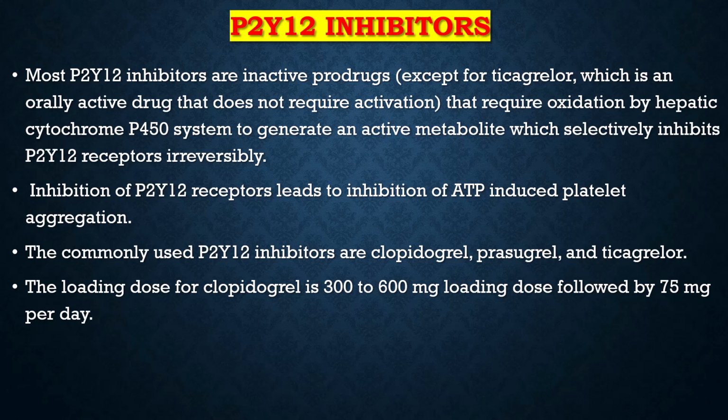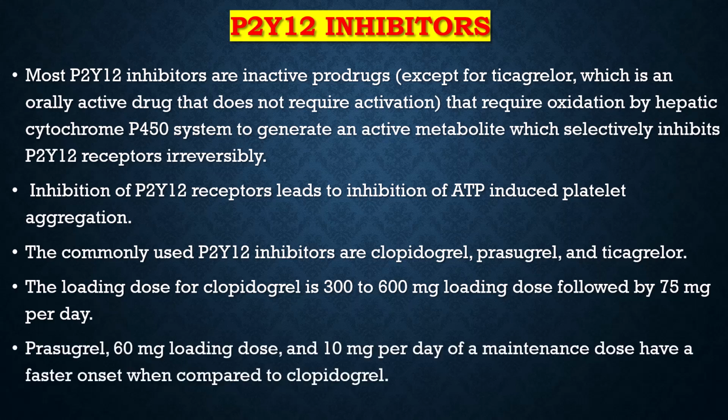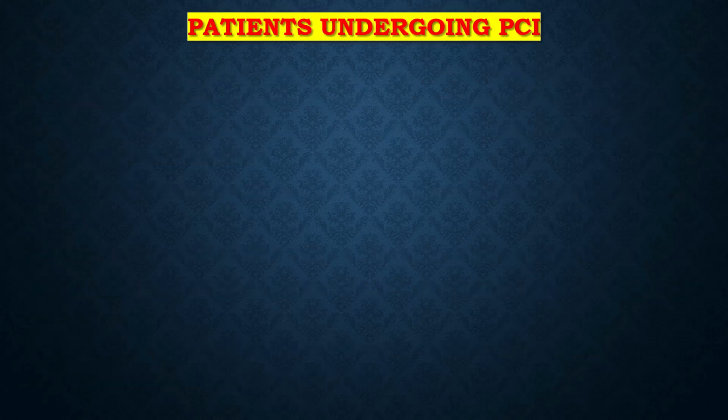clopidogrel, prasugrel, and ticagrelor. The loading dose for clopidogrel is 300 to 600 milligrams followed by 75 milligrams per day. Prasugrel 60 milligram loading dose and 10 milligram per day maintenance dose have a faster onset when compared to clopidogrel.